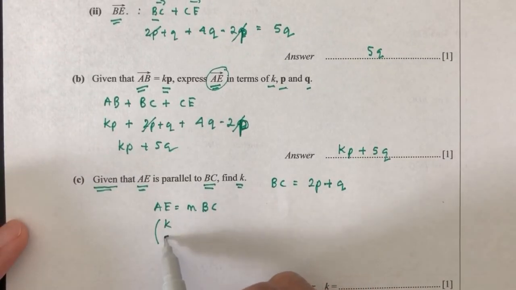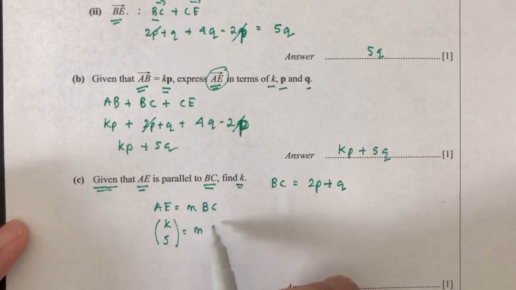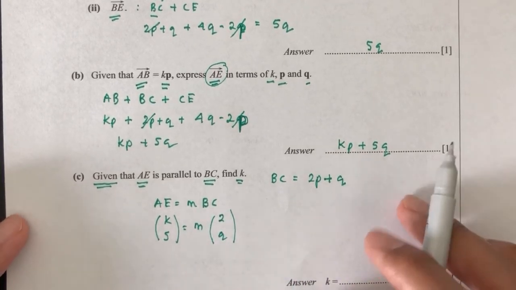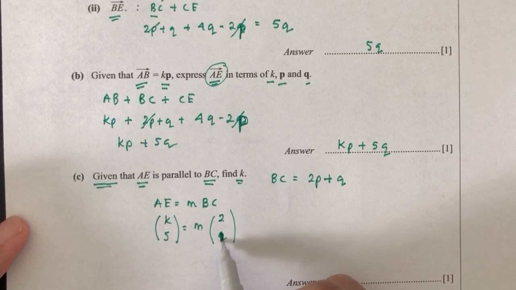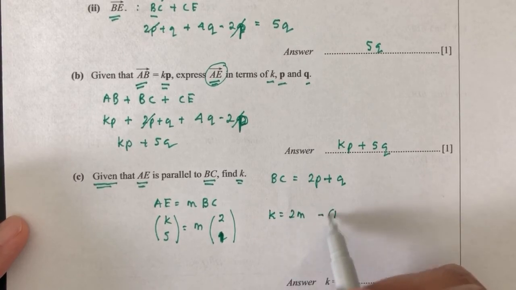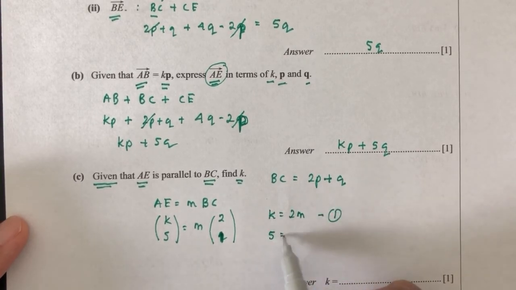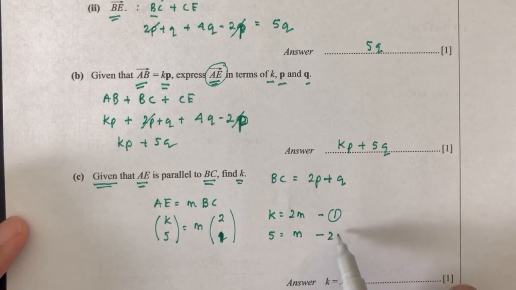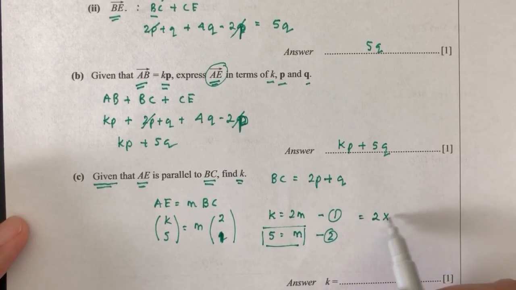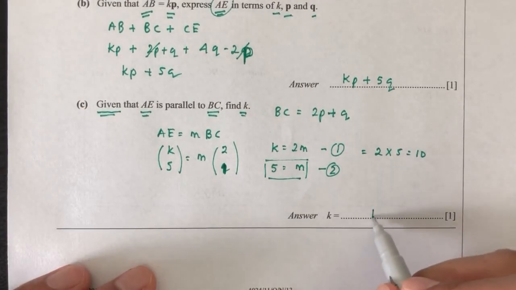KP is equal to M. BC is 2Q. So let's simplify. Q is 1, sorry. So simplify, we have first one is K is equal to 2M, number 1, and 5 is equal to M. So we have M is 5, so the value of K will be 2M, 2 times 5, that will be 10. So value of K is 10.